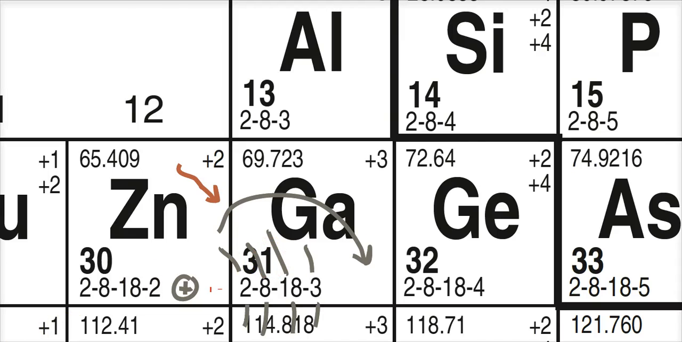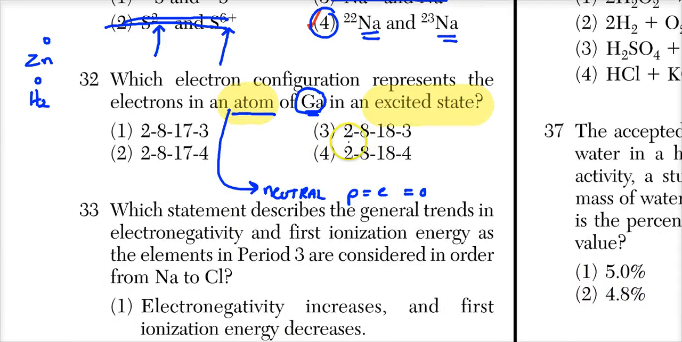Let's go back to the problem. Okay, so returning back to the problem, as you saw, the ground state written in your reference table or your periodic table is 2-8-18-3. This is not an answer. This is the ground state. This is the lowest energy state. So this is not the answer. So we need something that's going out of order.